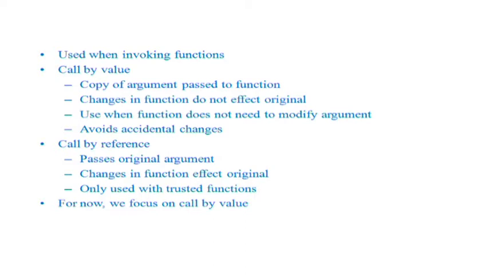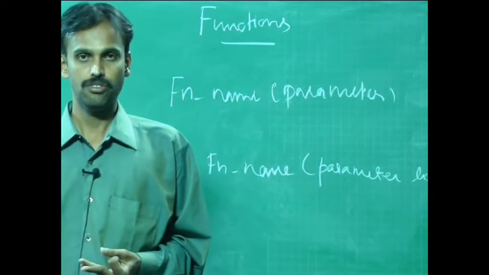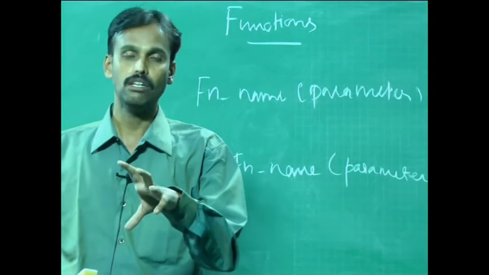I repeat again, we pass the copy of the argument itself to the function. Number 2, changes in the function do not affect the originals. Use this only if there is no need to modify the argument. It avoids accidental changes. So, these are the benefits that we have out of call by value.